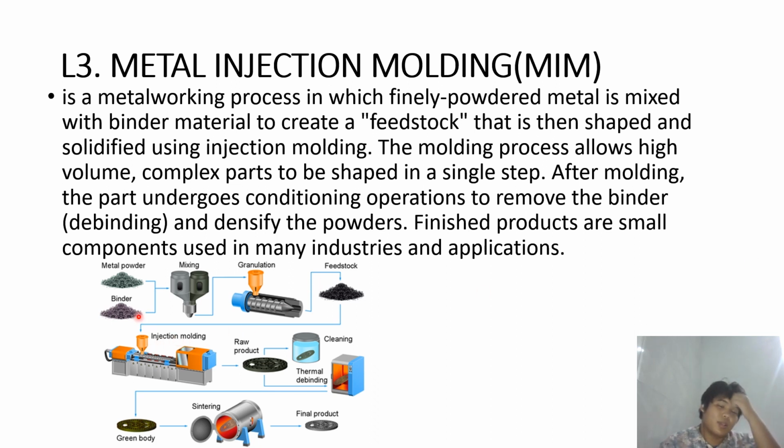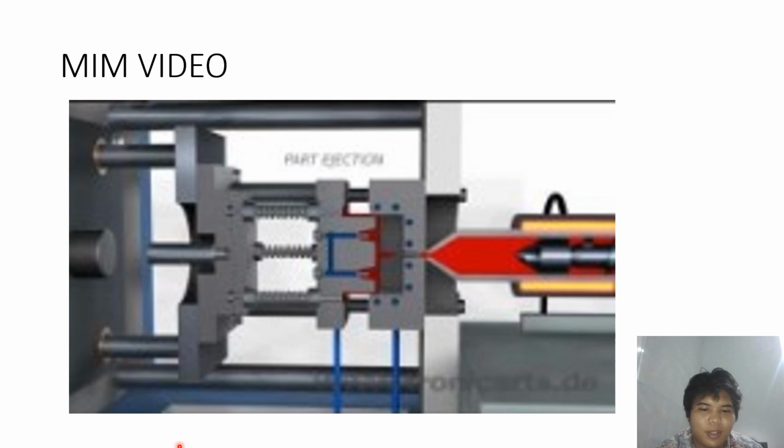So like the previous one, metal powder and binder are mixed into granulation. After that, it's pushed into the feedstock and gets into the injection molding. The injection molding fills the cavity or the mold, and the raw product is produced. It can go through cleaning or thermal debinding. After the green body, it goes into sintering to make the volatiles or the space gone. So the final product, the clean product, we can use. So this is the video of MIM.